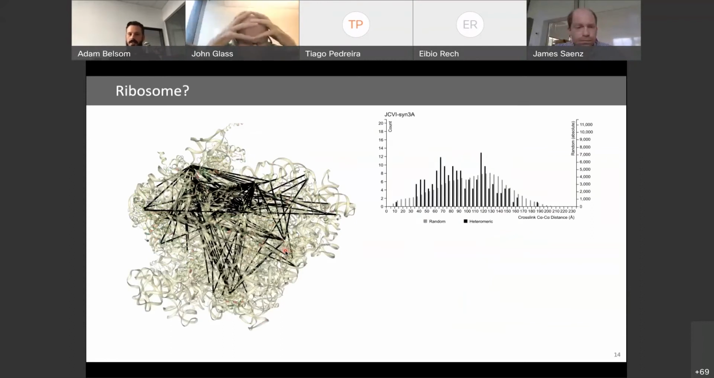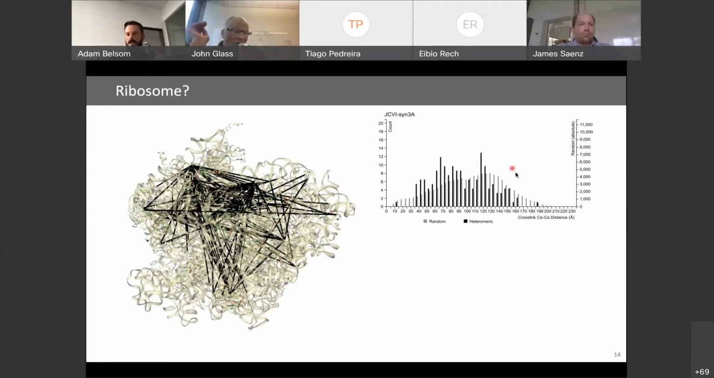However, when we looked at the ribosome cross-links, it looks quite messy. Here I'm showing the cross-links that are between the subunits of the ribosome, but the cross-links that are within the subunits also look quite messy. If we look at this histogram on the right, we have the distance distribution. We're looking at the C alpha to C alpha distances between our cross-linked residue pairs.